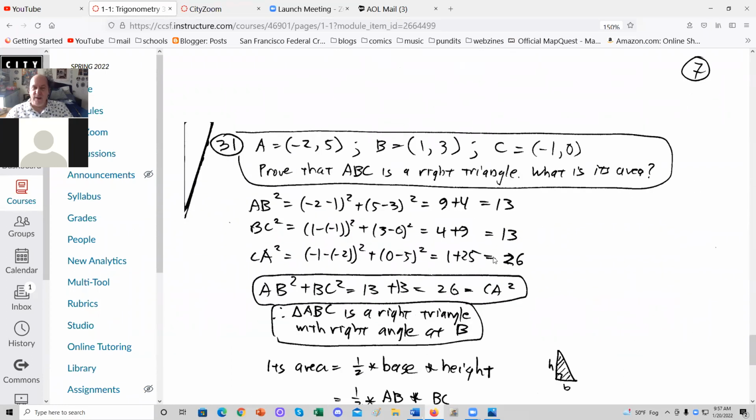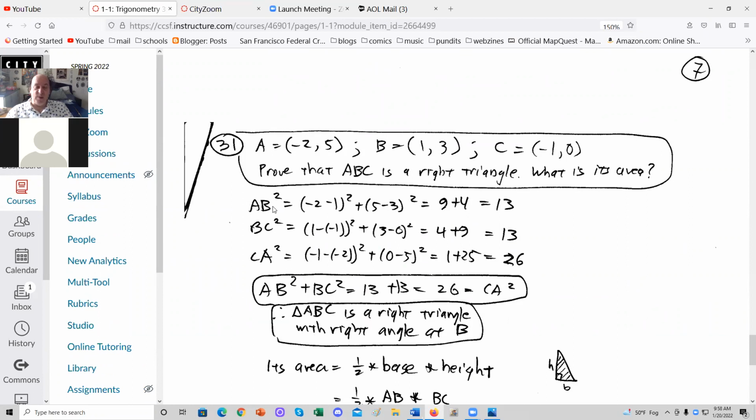Here we have a triangle with vertices (-2, 5), (1, 3), and (-1, 0). Prove that it's a right triangle and find its area. Now this is a proof problem, so I will ask you to go through the steps in the homework.